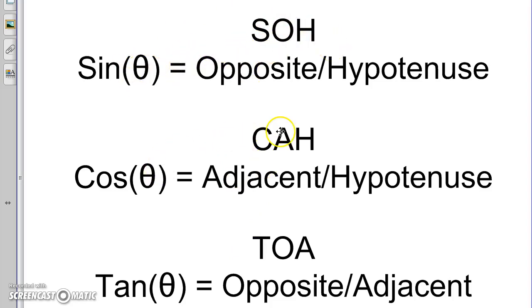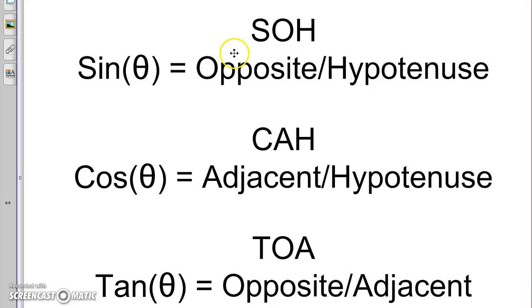Cosine equals adjacent over hypotenuse. That's CA. And TOA is tangent equals opposite over adjacent. So if you're not familiar with these and you don't have them memorized, I would go ahead and write this down somewhere in your notes. Okay, now let's apply this SOHCAHTOA stuff. Let's see what we mean here.